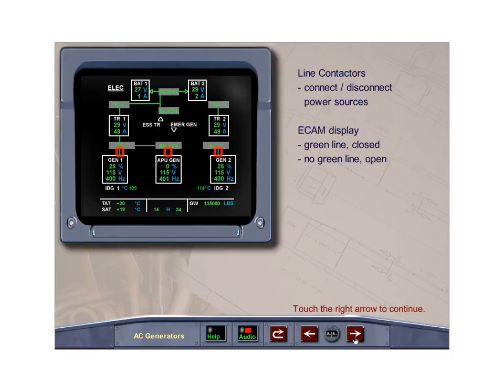Line contactors are used to connect and disconnect various power sources to the electrical system and are controlled by the GCUs. The ECAM electrical page displays the line contactors by green lines when they are closed. The green line is not displayed when it is open.